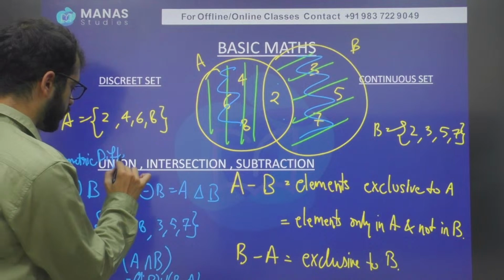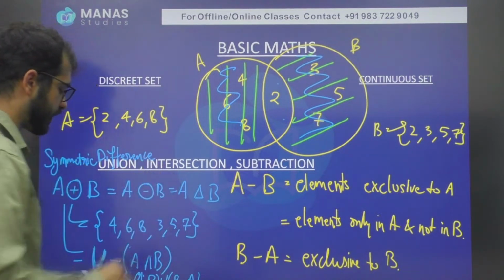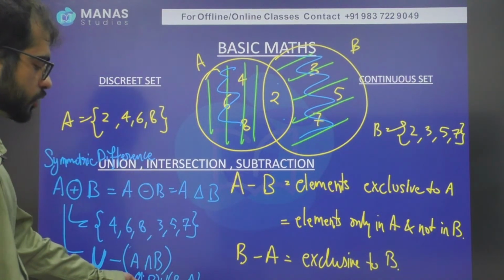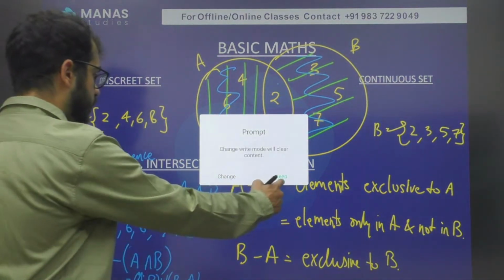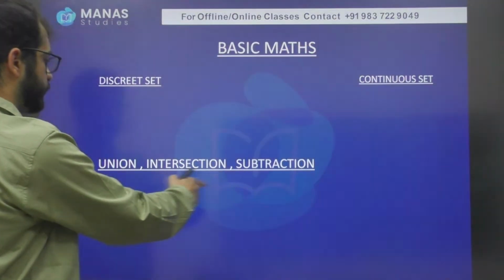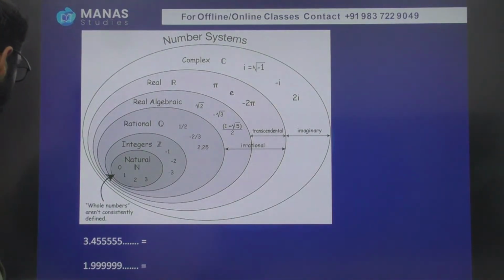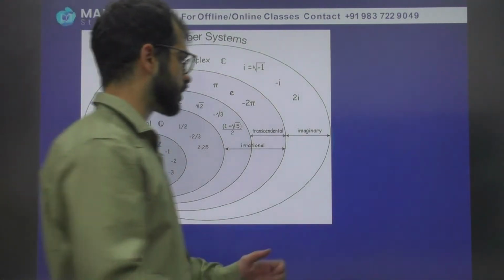Symmetric difference of two sets can be written as A minus B union B minus A. Now let's move on to the next one. And let's try to understand the various number systems that we are going to study.